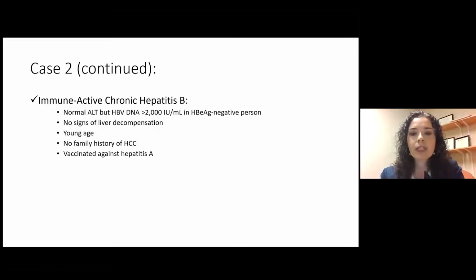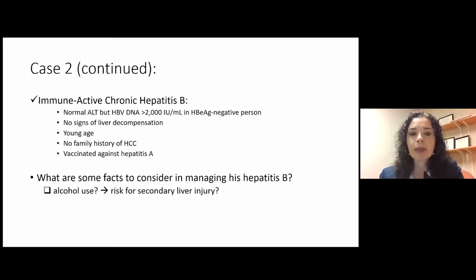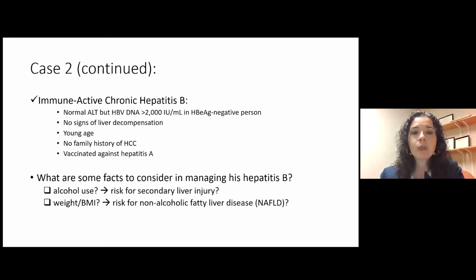So what are the things to consider in managing his hepatitis B? His alcohol use. Does he have a secondary risk of liver injury through alcohol? In this case, no, he drinks very rarely. His weight or BMI. Does he have a risk for non-alcoholic fatty liver disease in addition to hepatitis B? Again, in this case, I would say no, given his normal BMI. His HCC risk. He has no family history. He is young. However, he was born in Africa, so let's consider that factor.